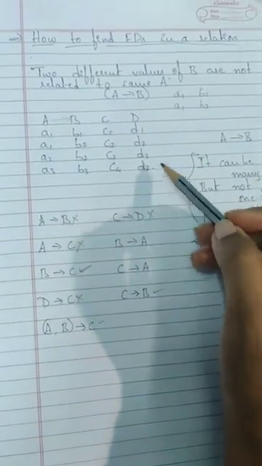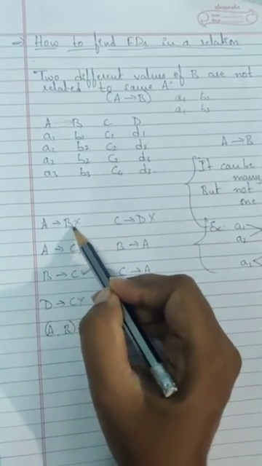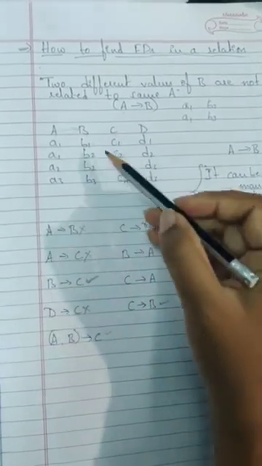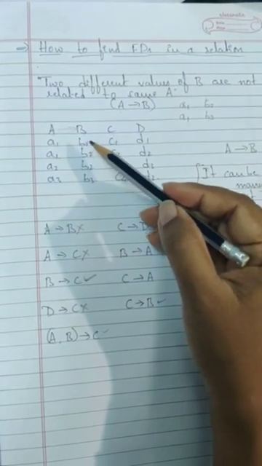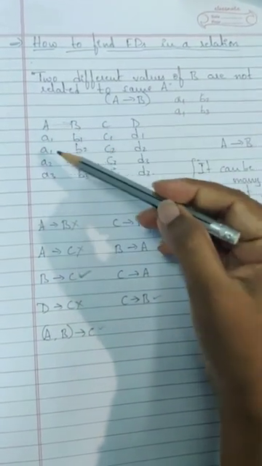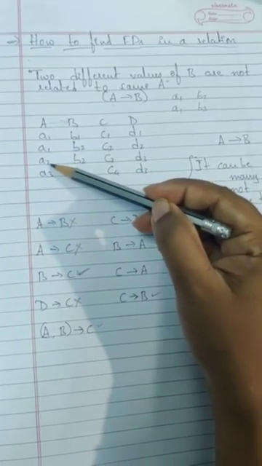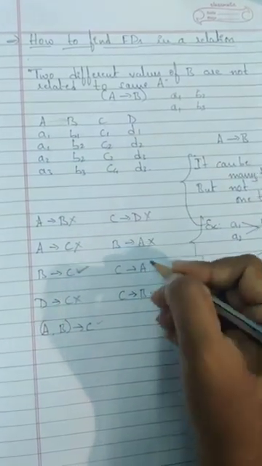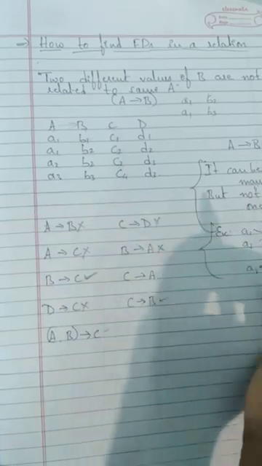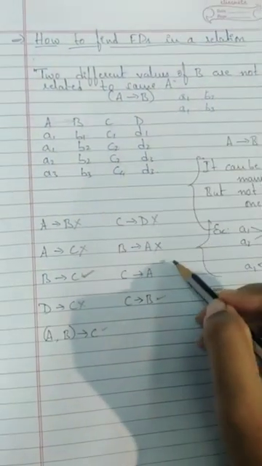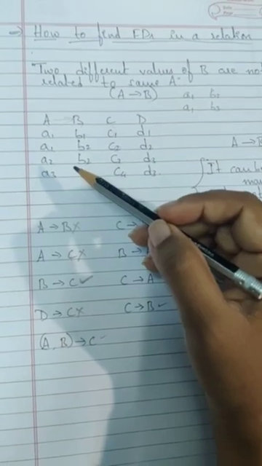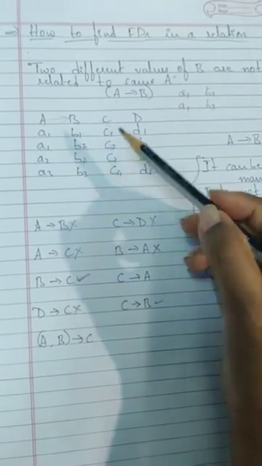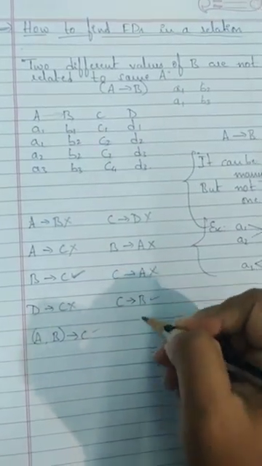Then we have B determines A. We have checked A determines B, which is not a functional dependency. Then we will check the reverse, that is B determines A. Two different values of A are determined by the same value of B, so this is also not a good functional dependency. Next we have C determines A. Two different values of A are determined by the same values of C, so this is also not a good functional dependency.